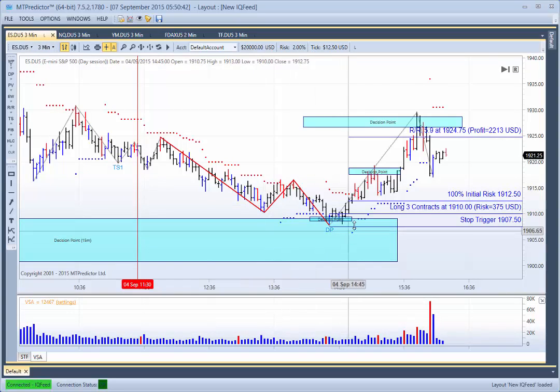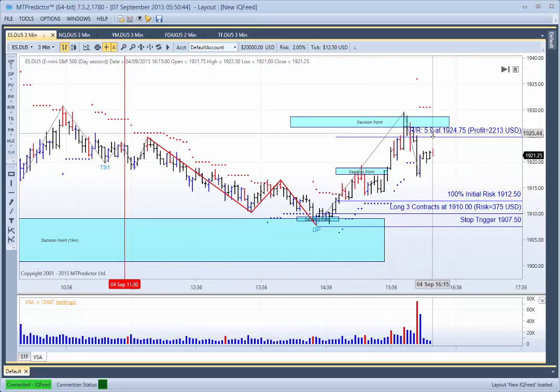Compare that with a profit of potentially almost 6R here, and you can see how the profits are much larger than losses, and that's what professional traders do. They keep their losses small and under control and look to have profits that are much larger.